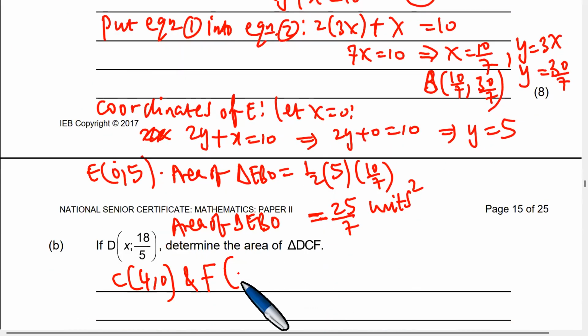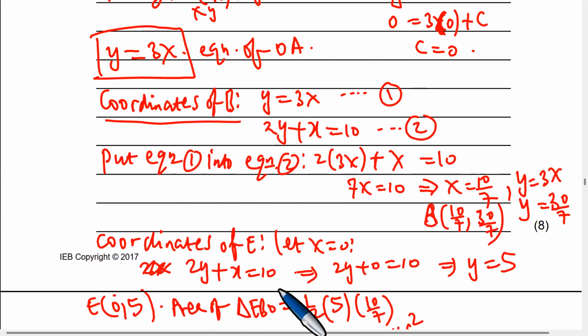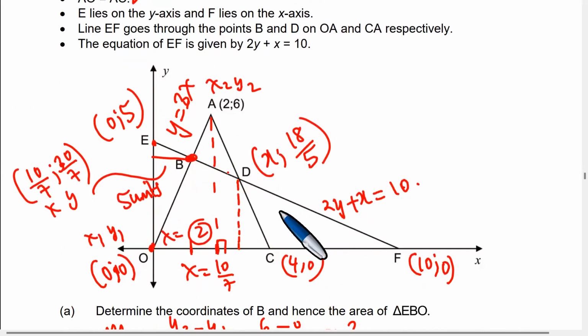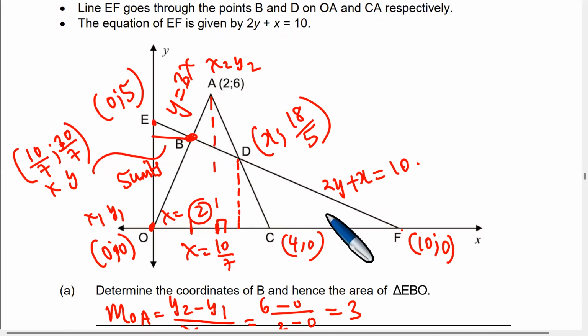The coordinates of F are 10 and 0. We've already seen that, because you already know the equation of this line. So when y is 0, x is 10. 10, 0.